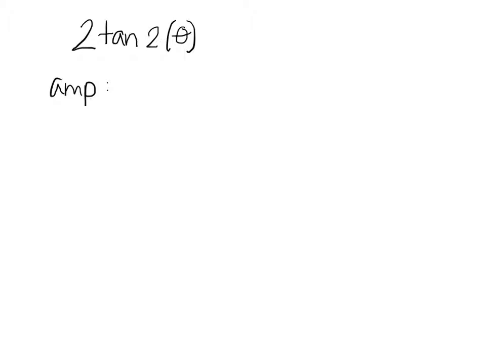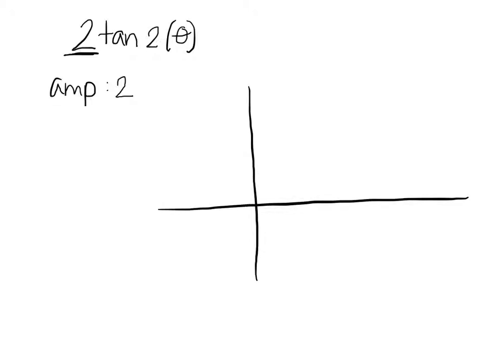So for our amplitude, I'm still looking at that number in front, so my amplitude is going to be 2. So when you graph this, instead of going up to 1, you are now going to go up to 2 and down to -2.